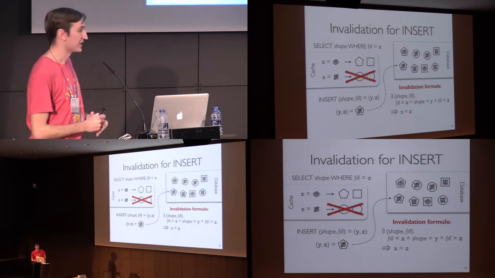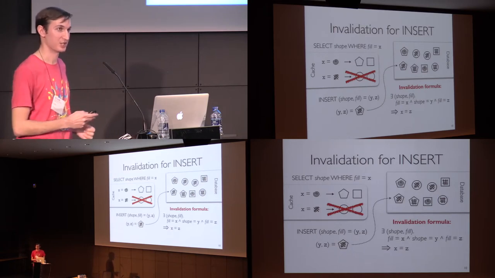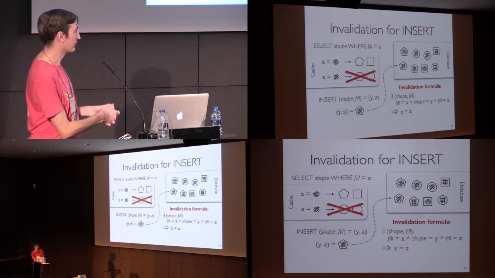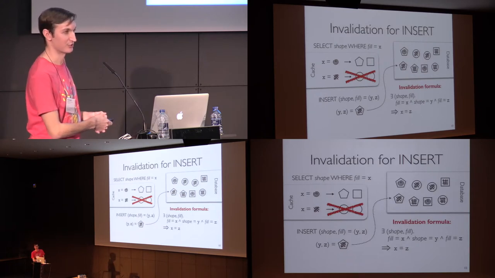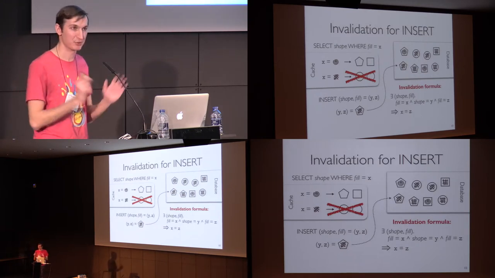So what we do is we come up with a simplification of the invalidation formula. Basically, if the invalidation formula is true, this simplification will also be true. And this simplification has no quantification or anything.